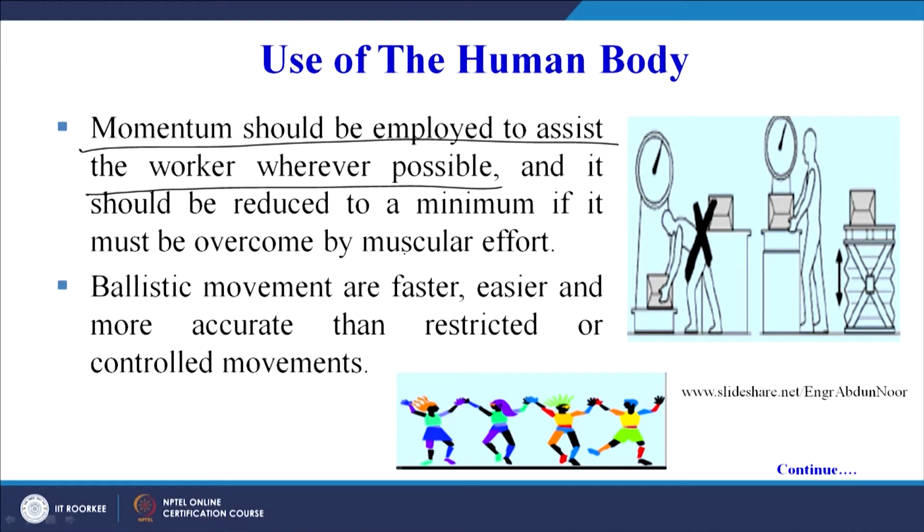Ballistic movements are faster, easier and more accurate than restricted or controlled movement. If I have to keep my hand straight like this, this is a controlled movement, and I will feel more fatigued or more tired after some time. But if it is a random movement, like putting my hands randomly on somebody's shoulder, it is a kind of curved movement, so my hand may not get tired that easily. So with curved or ballistic movements, picking things in a ballistic manner is easier, but if we do it slowly, maybe it is more tiresome.